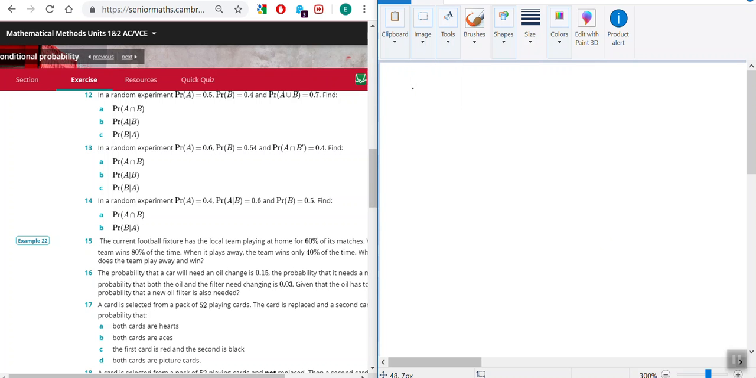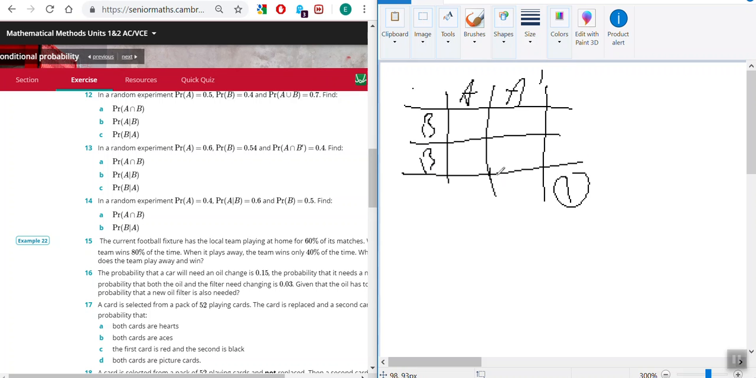So random experiments, we know that the probability of A is 0.6, the probability of B is 0.54, the probability of A not... You know what, you can actually draw a probability table doing this. So you've got A, not A, B, not B, and this will help immensely.